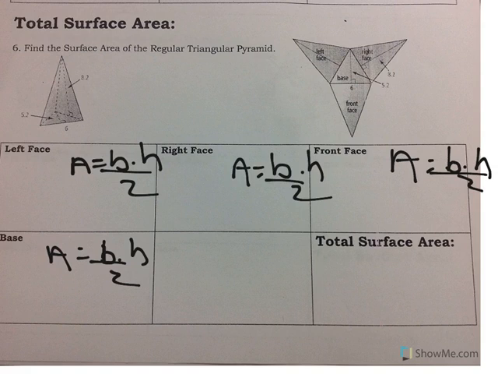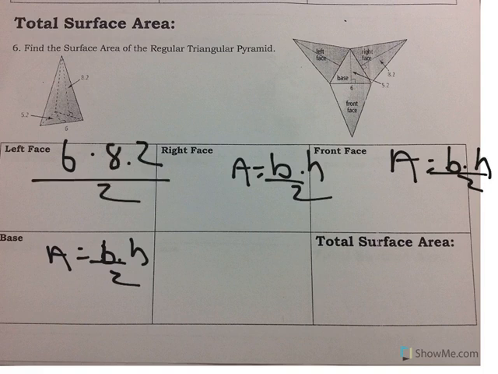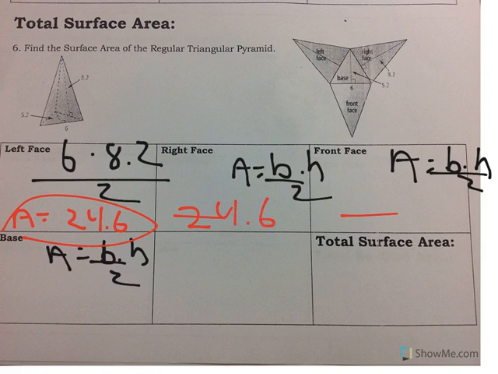So my base, I'm going to erase this so you can actually see it. My base is going to be 6. The height is going to be 8 2/10. And then I'm going to divide that by 2. And that's where I'm going to get the area of my triangles. The sides is 24 6/10 units squared. This area is going to be the same as this one, same as that one. They're all going to be the same. It's going to be 24 6/10 units squared.